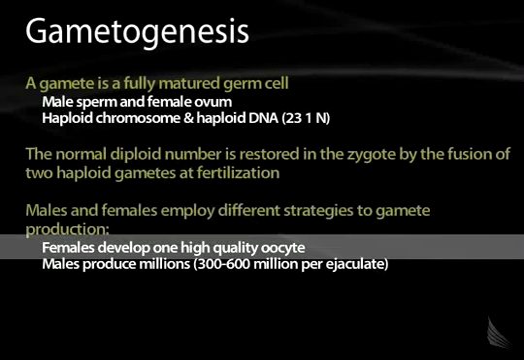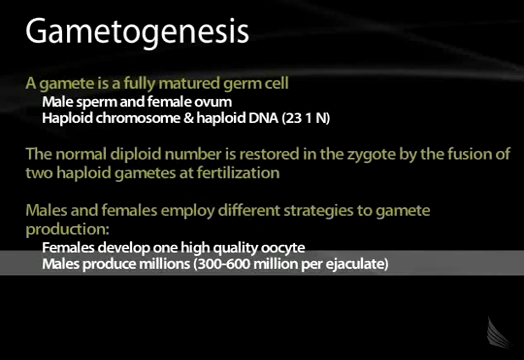The female strategy to gametogenesis is to develop one very high-quality oocyte. It will be an incredibly large cell, one of the largest in the human body, and it will maintain a lot of its cytoplasm and discard small polar bodies which have the entire genetic complement but do not have the cytoplasm. Whereas the male strategy will be to produce millions of gametes, anywhere from 3 to 600 million per ejaculate, and try to use this huge number of gametes in order to reach the site of fertilization.